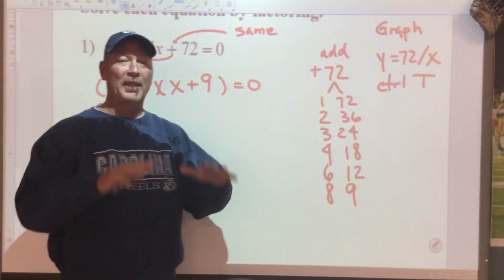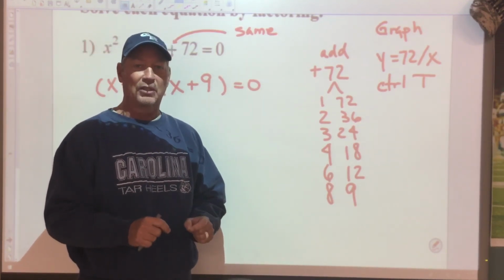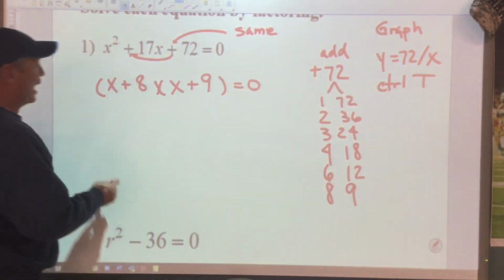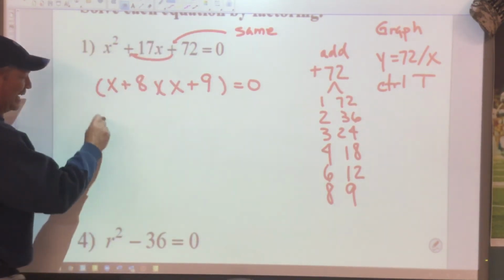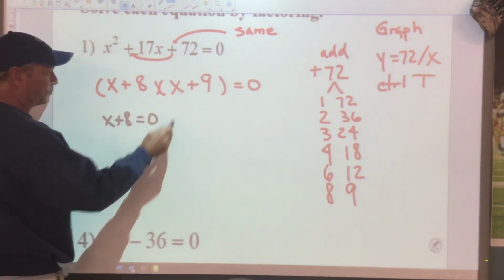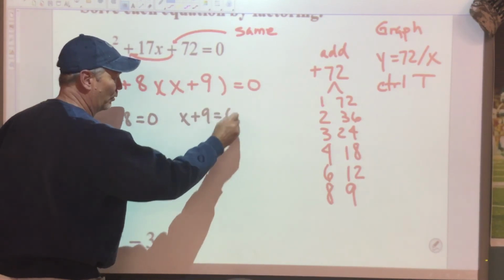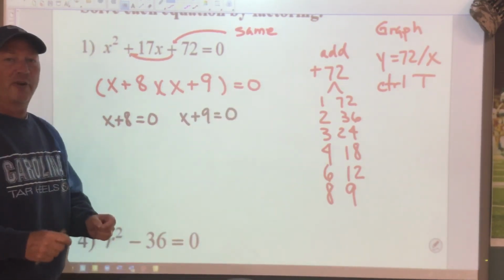But now that we have factored, we're going to ask you to put each factor equal to 0. Set it equal to 0. I would jump in and I would say x plus 8 equals 0. x plus 9 equals 0. We need to solve for x.